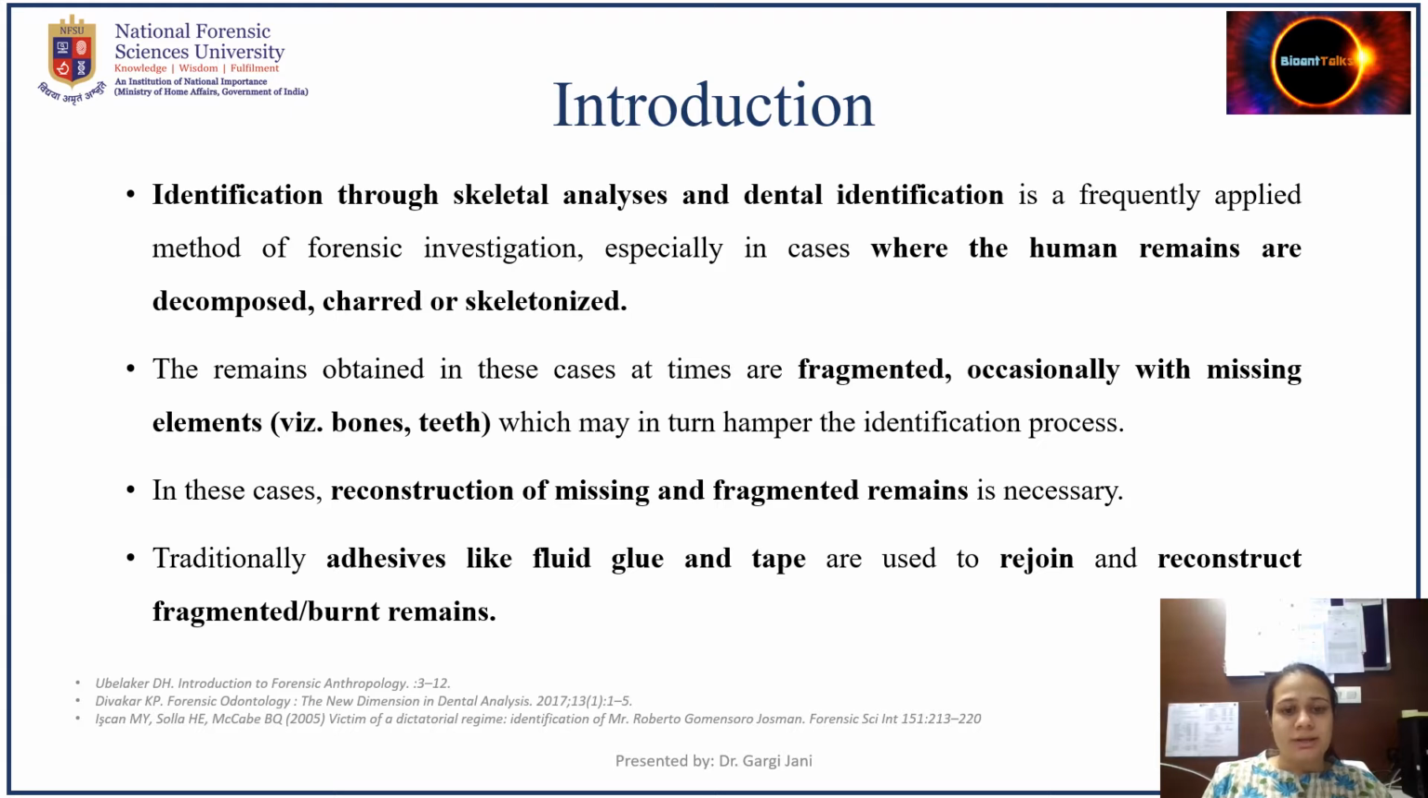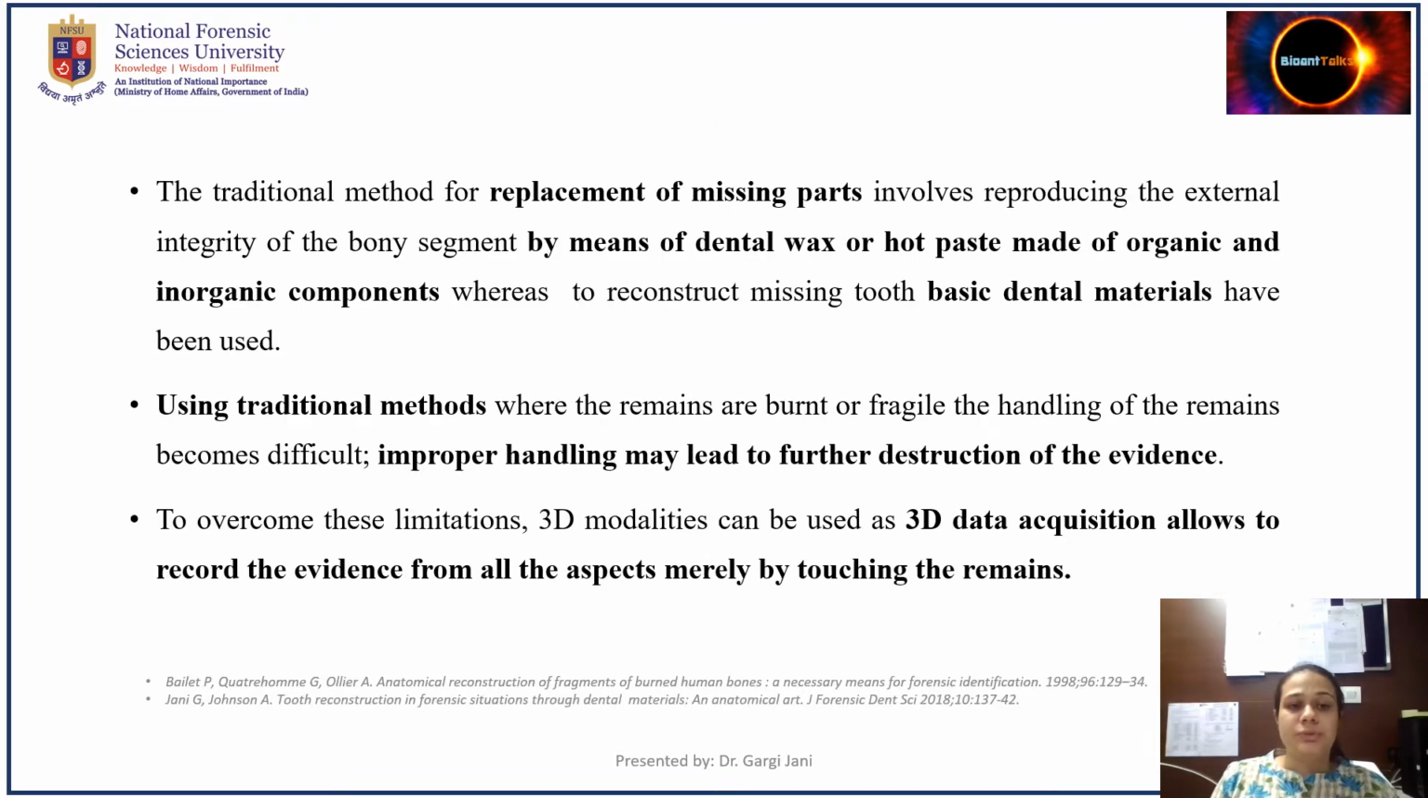Traditional adhesives like fluid, glue, and tape are used to rejoin and reconstruct these fragmented and burnt remains. The traditional method for replacement of missing parts involves reproducing the external integrity of the bony segment by means of dental wax or hot paste made of organic and inorganic components, and to reconstruct a missing tooth, basic dental materials have been used. Using traditional methods where the remains are burned or fragile, the handling of the remains becomes difficult, and this improper handling may further lead to the destruction of evidence.